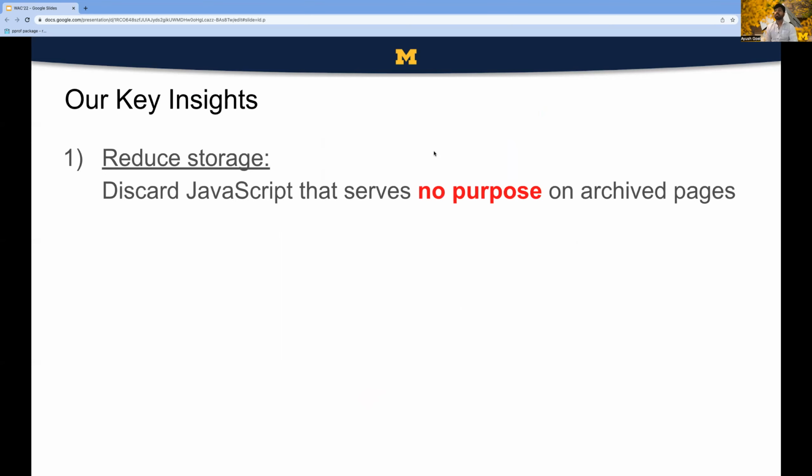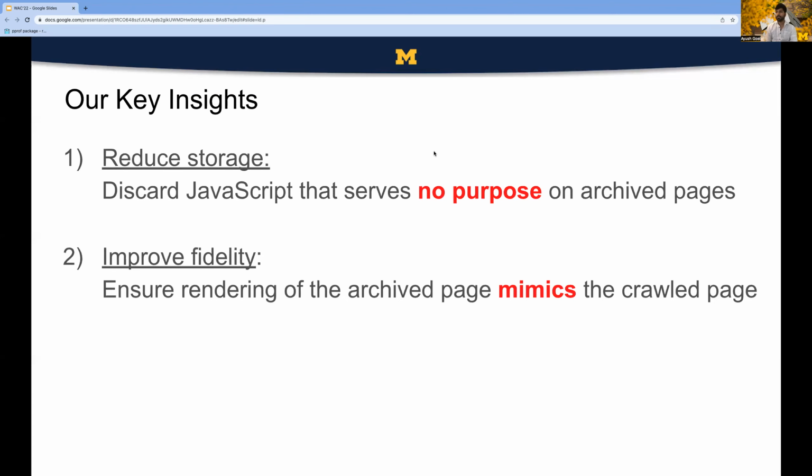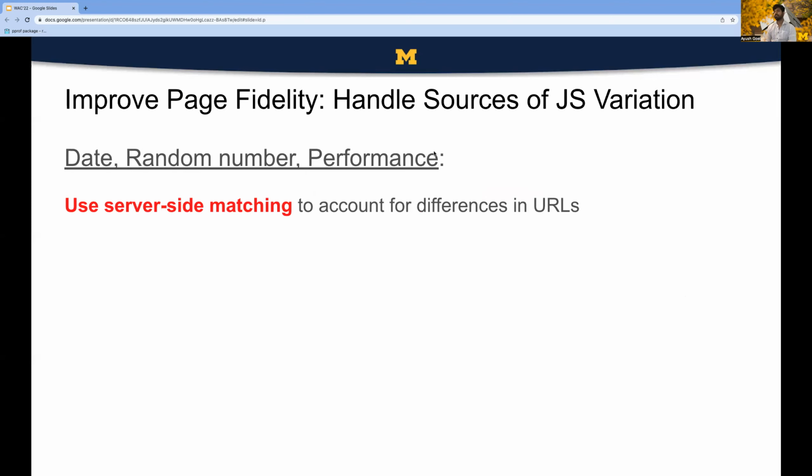Having established these two problems caused by JavaScript, let's look at our key insights to overcome them. First, in order to reduce the storage overhead, we observe that a large amount of JavaScript can be safely discarded as it serves no purpose on an archived page and is essentially irrelevant. The second insight is that in order to improve fidelity, the rendering of the archived version of the page should mimic that of the crawled page. Now let's look at each of these issues separately.